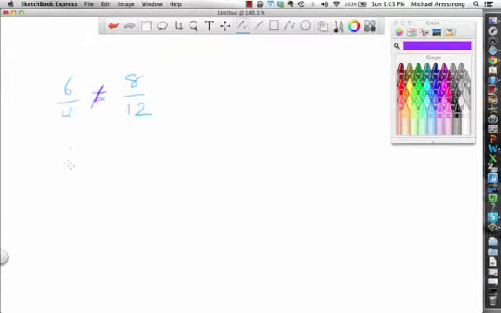If we simplify this, this would be 3 halves. And this would be, let's see, divide by 4, we'd get 2 thirds. And 3 halves is not the same as 2 thirds. So no, they are not equal. They're not proportional either. So you just have to go through that, and you have to check the cross products to find out if they work.